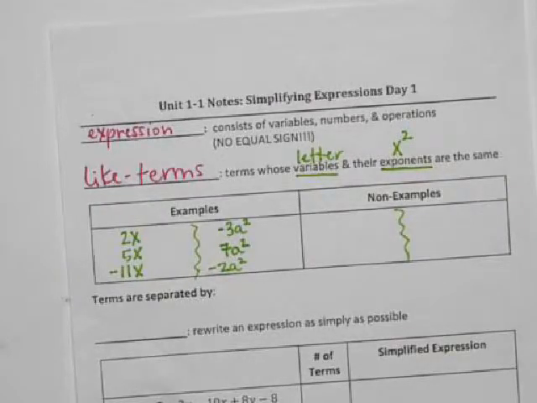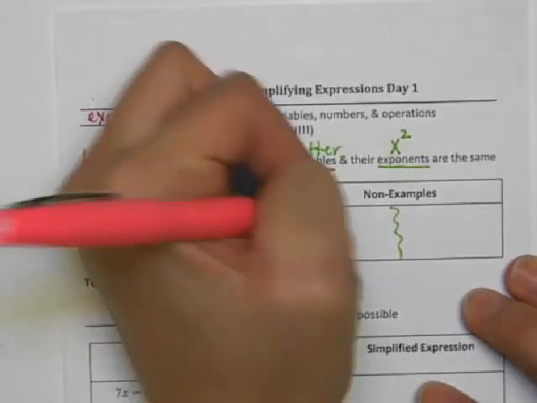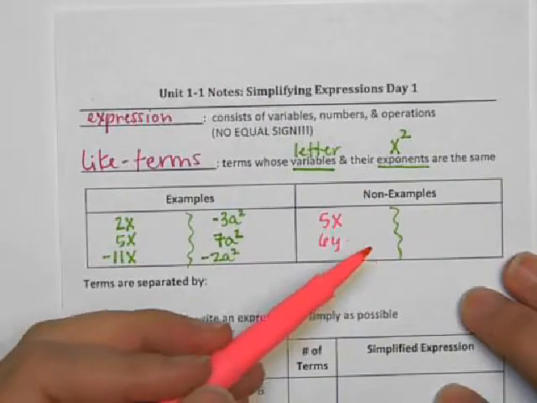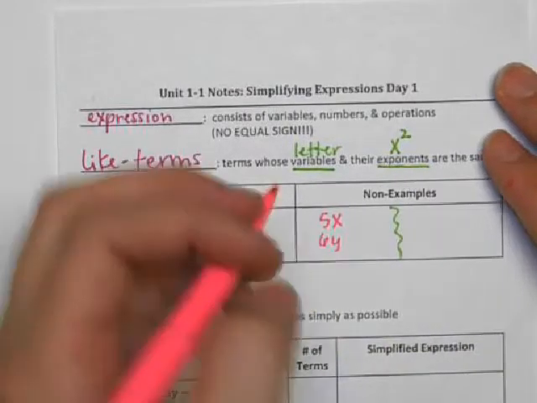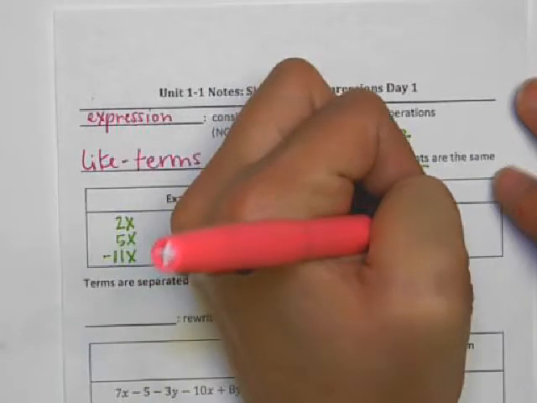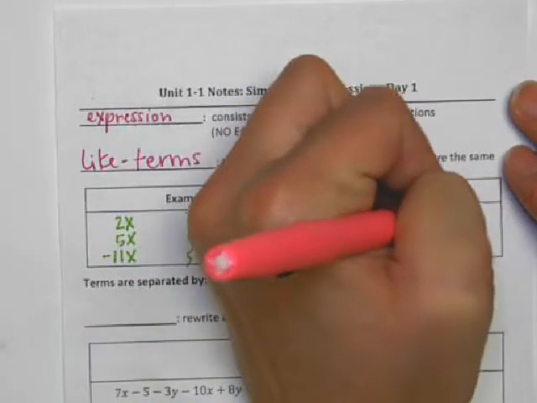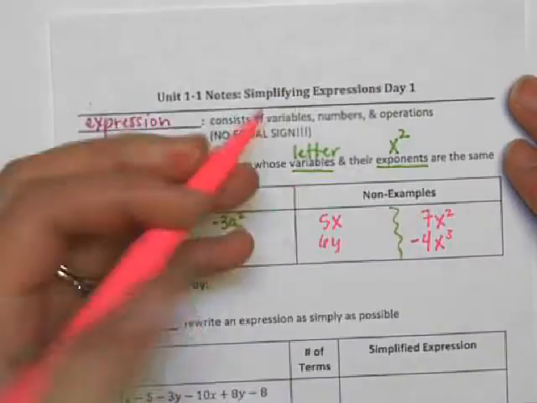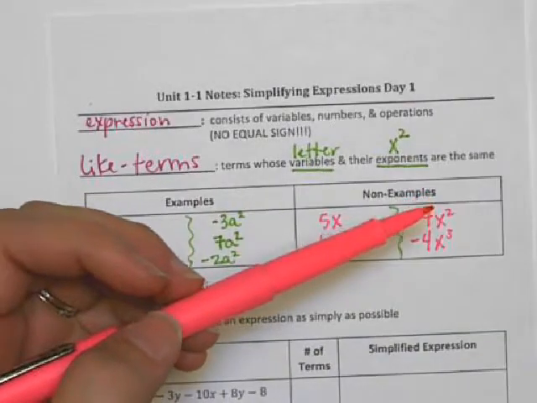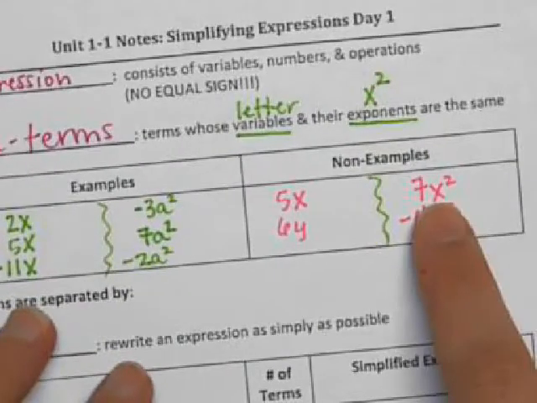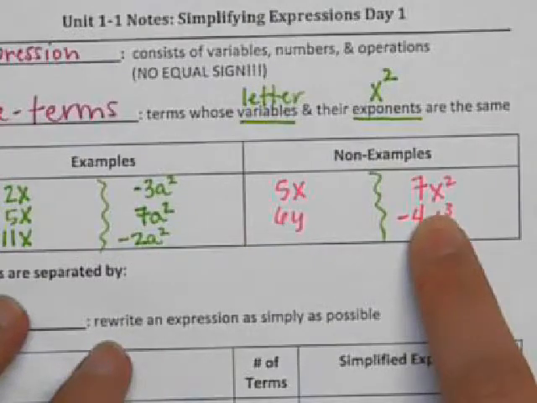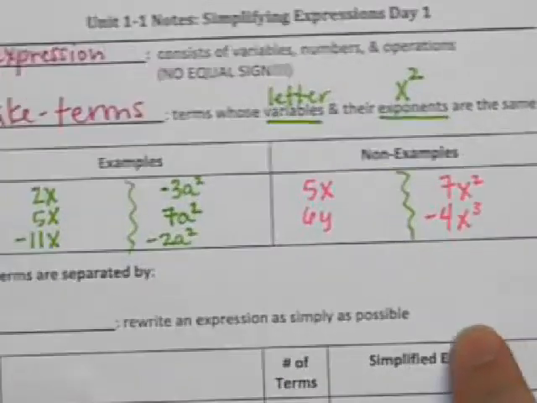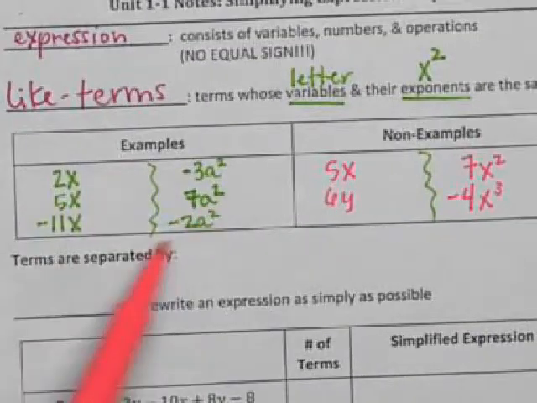Okay? Some non-examples. So a non-example would be something with a different letter or different exponent. Okay, so this could be something like, let's see here, 5x and 6y. These are a non-example. They have two different letters. Another non-example could be, let's see, 7x squared and negative 4x cubed. Okay, this is a non-example because, yes, they have the same letter x, but they have different exponents. One's a 2 and one's a 3. So that means that these are not like terms. That's not what we're looking for. So these are what we are looking for.